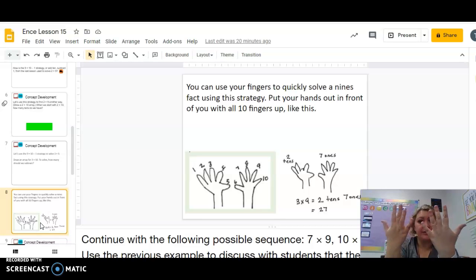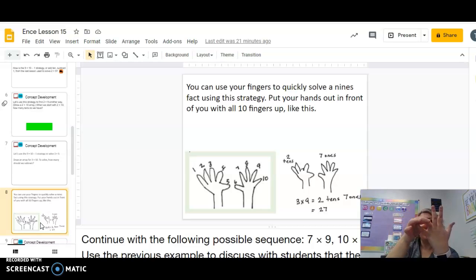Okay, if I put down my second finger, I have a 1 over here, so 1, and then I have 8 fingers on this side. So 1 and then 8 equals 18. If I put down my third finger, I have 2 fingers over here, and I have 7 fingers over here. So my digits are 2 and 7, which is 27. And 9 times 3 equals 27.